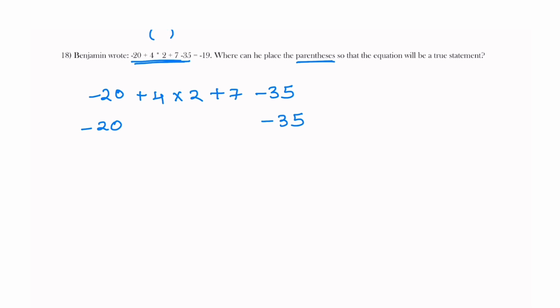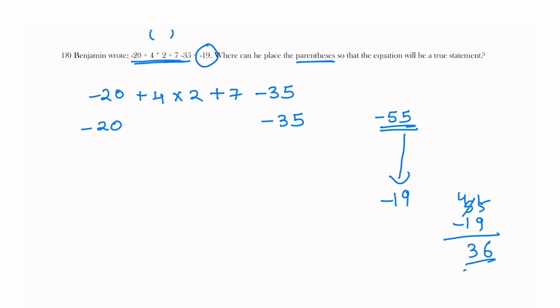So how much does it result to? Minus 20 and minus 35 would be minus 55. And how much do I need? My answer has to be minus 19. So from minus 55 to minus 19, how do I go? What's the jump that I need? So if I subtract from here, I will know the jump that I need. This is 4, 15. 15 minus 9 will give me 6, and this is 3. So I need a jump of 36. So if I add 36 to minus 55, I will reach minus 19.